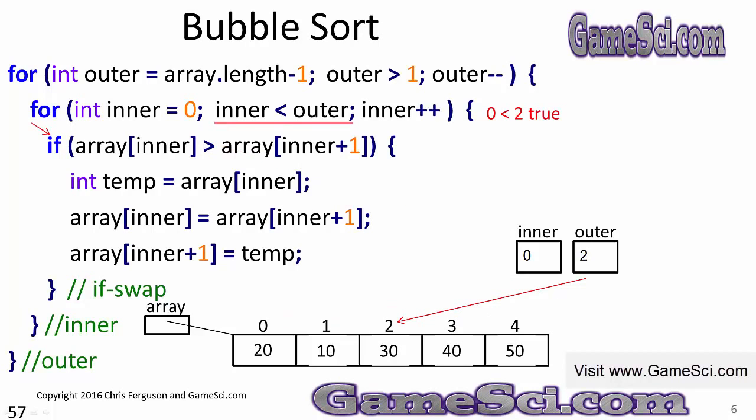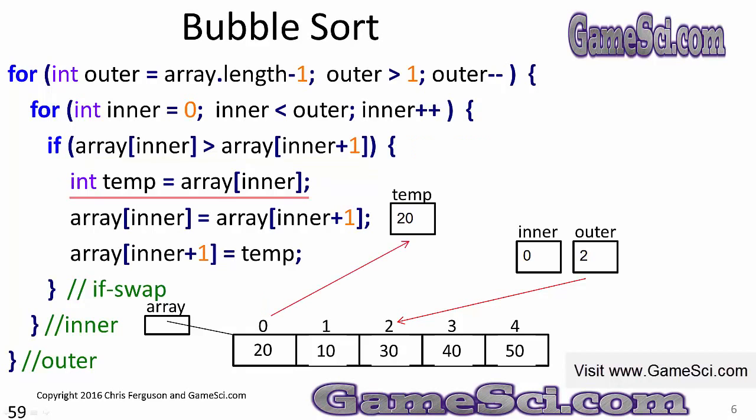0 less than 2 is a true statement, so we'll go to the if statement. When we get to the if statement, array sub inner 20, is that greater than array sub inner plus 1, which is 10? Very much a true statement. As a true statement, it's going to go inside the if statement and execute the swap.